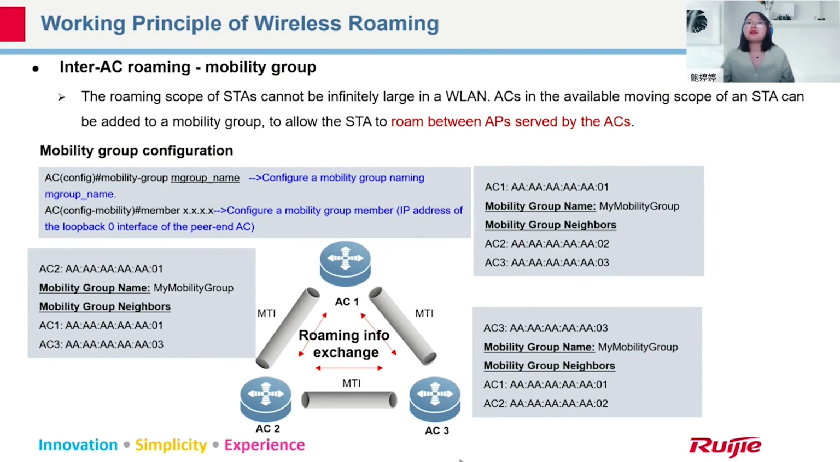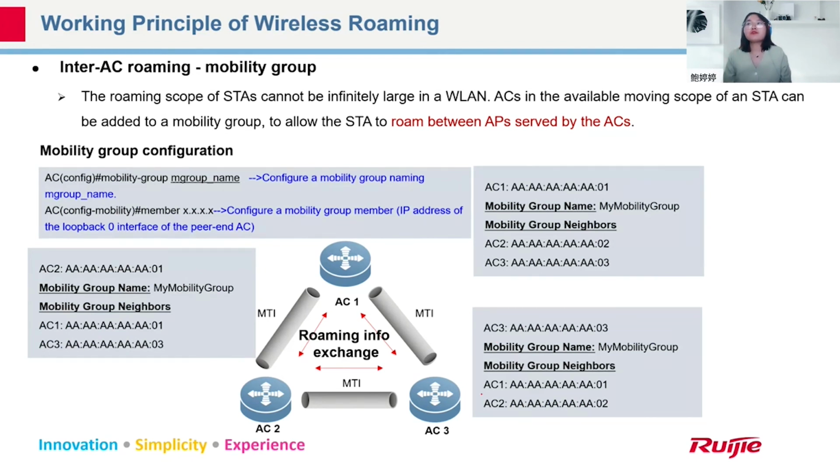What's a member of the group? Like the command on AC1, we create the group name, which is my mobility group, and tell it that in the group you have AC2 and AC3. AC2 is the same. You can give the same group name or a different one, it doesn't matter. And what are your members? AC1, AC2, AC3. And AC3 also has two members.